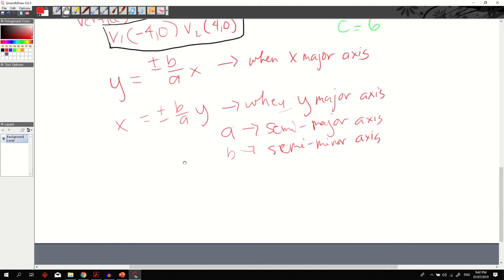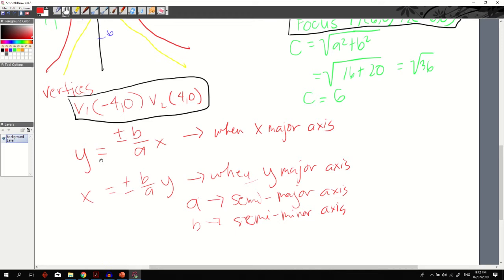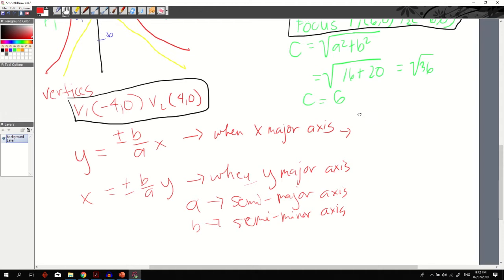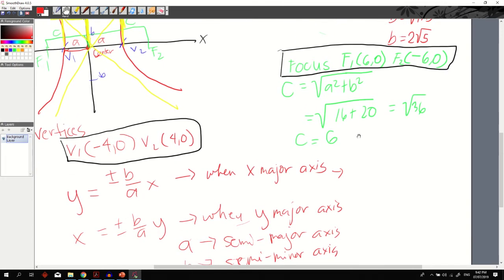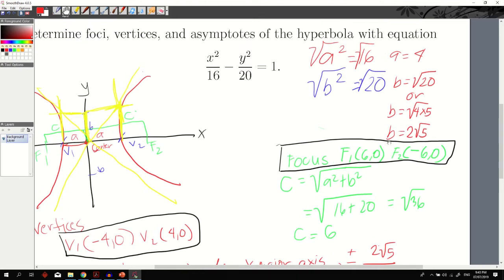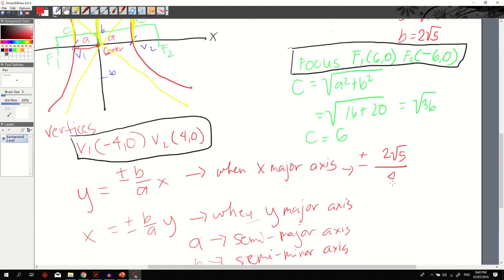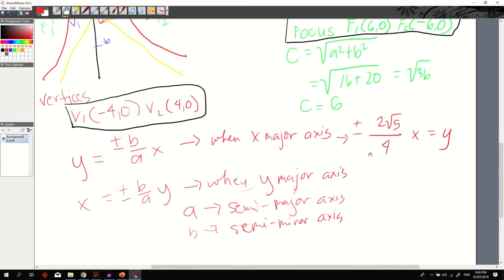So we use this formula, y equals positive negative b over a x. To have that, what is b? So we look up. b is equal to 2 square root of 5. Over what is a? We look up again. a is equal to 4, so over 4 x. Then what happened?